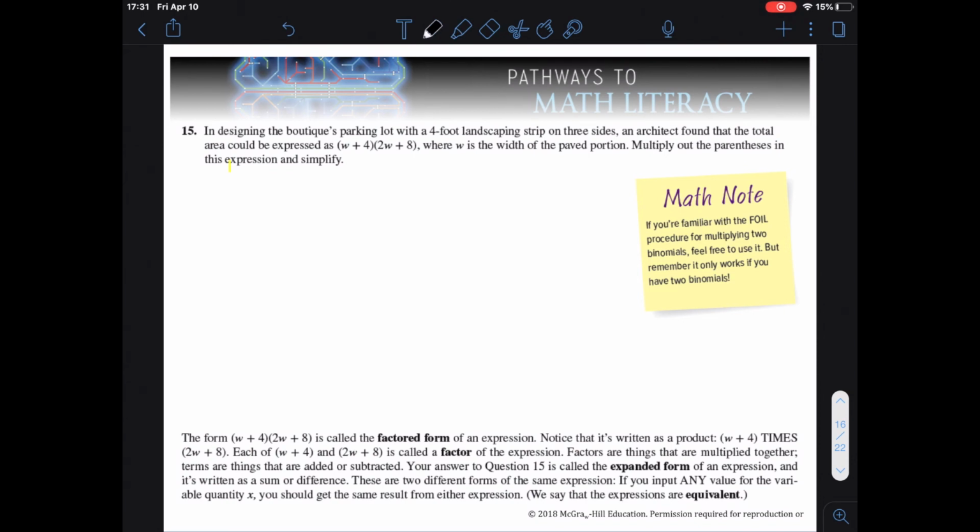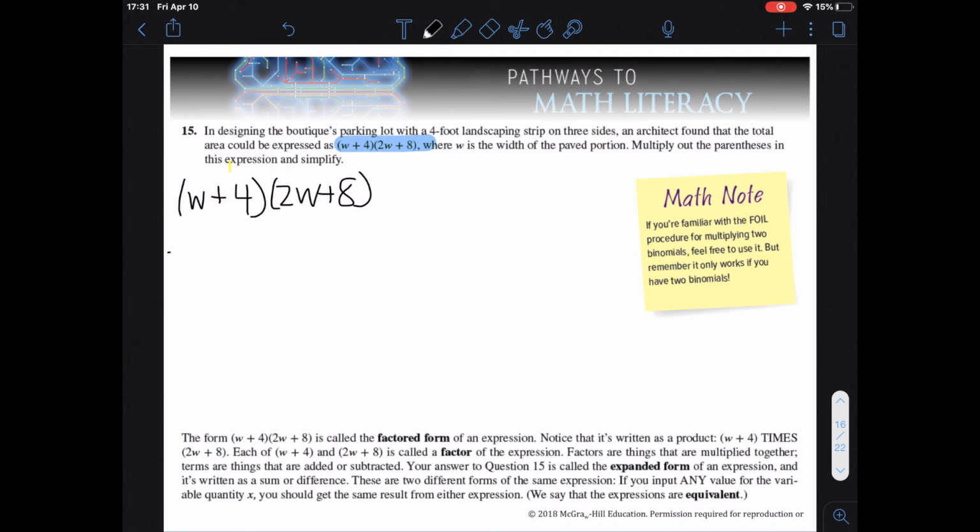In designing a boutique's parking lot, they have a landscaping strip on 3 sides, and an architect found that the total area could be expressed by this form, where W is the width of the paved portion they're going to have. So we want to multiply out the parentheses and simplify this expression. So I'm going to start with W plus 4 times 2W plus 8. And you're going to keep in mind that the W will come in contact with both of these. Same thing, the 4 will come in contact with both of these.